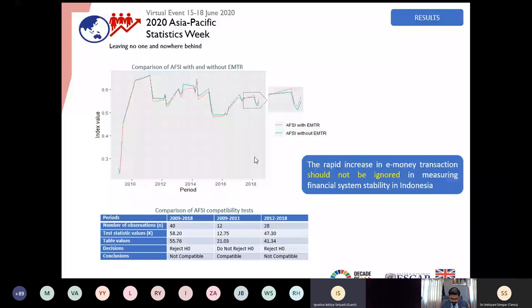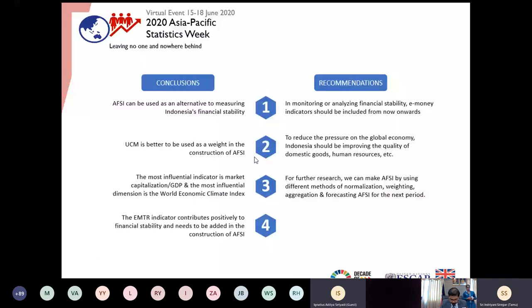Based on the results and analysis, it can be concluded that, first, the aggregate financial stability index can be used as an alternative to measuring Indonesia's financial stability. Two, an observed components model is better to be used as a weight in the construction of FC. Three, the most influential indicator is market capitalization over GDP, while the most influential dimension is the World Economic Climate Index. The EMTR, or e-money transaction ratio, indicator contributes positively to financial stability and needs to be added in the construction of FC. So the FC is more relevant to the current times and will produce a higher quality financial stability index, which can properly describe the actual conditions of the financial system.